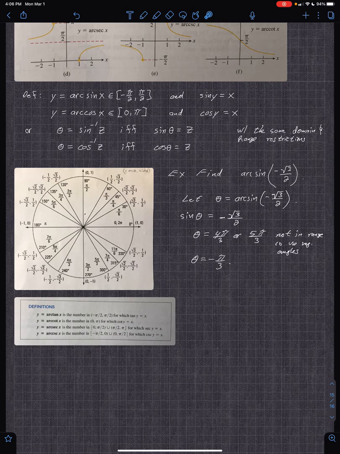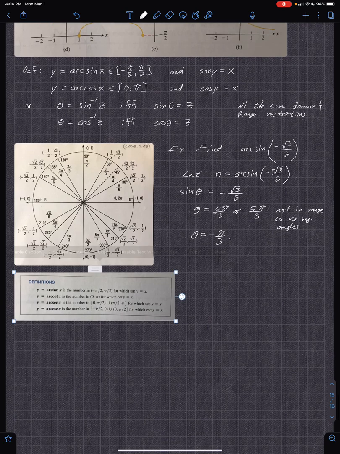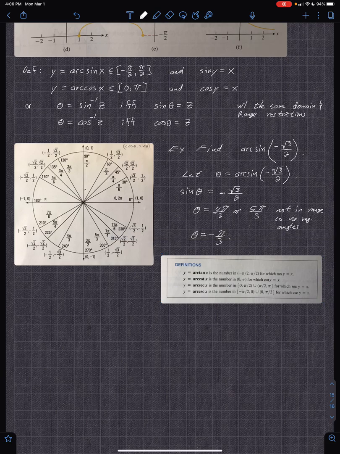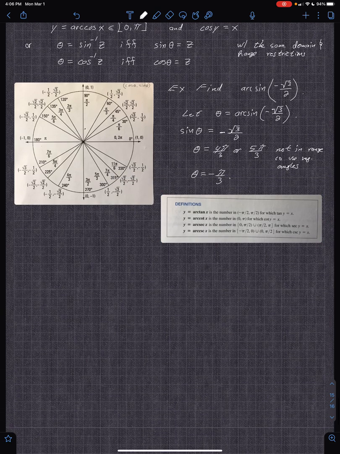Hopefully this is a review for you a little bit. Let's do another one. Bring this back over. So let's look at this next example. We'll jump to secant inverse. So find secant inverse of 2 over root 3.